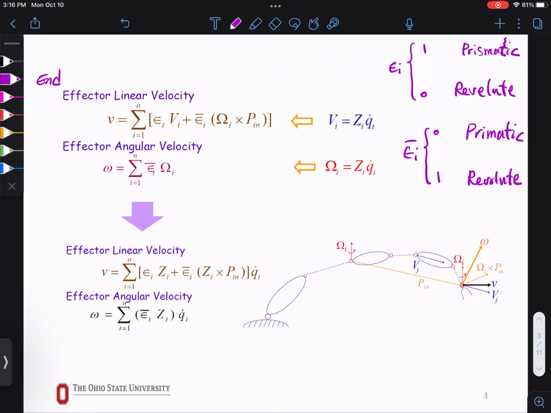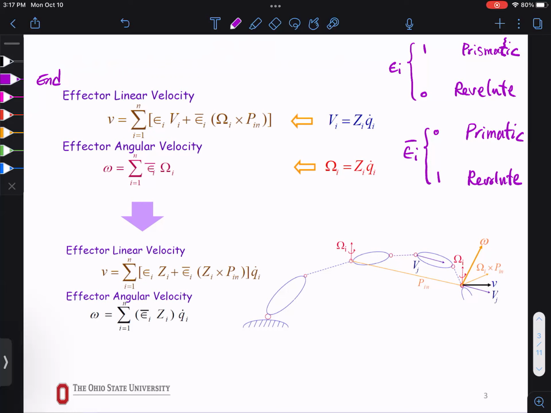Then for the end effector angular velocity, we only have the revolute joint, right? So that's epsilon naught multiplied by all the omega i's. These two, we can even expand them more and factor out our q dot i out of it.